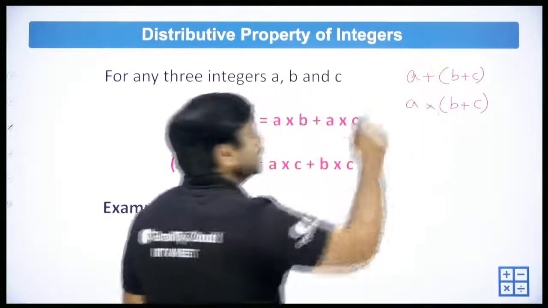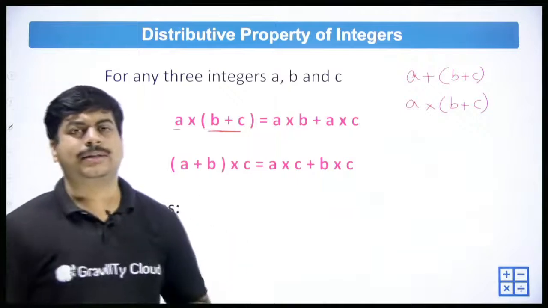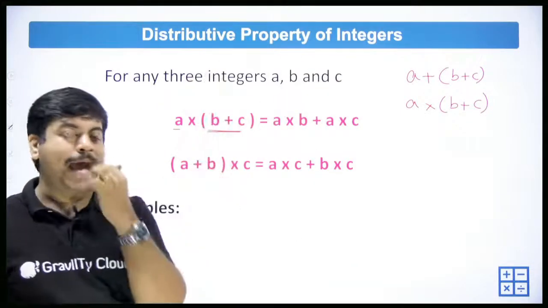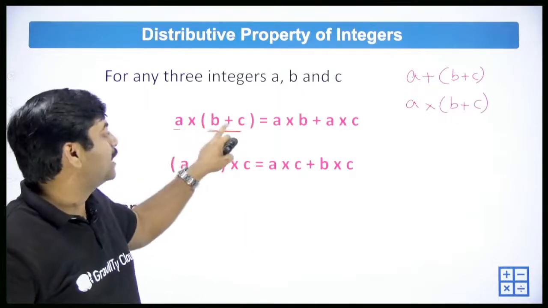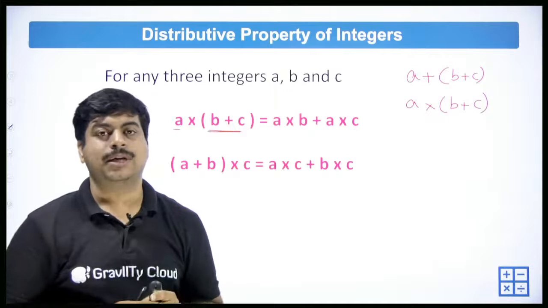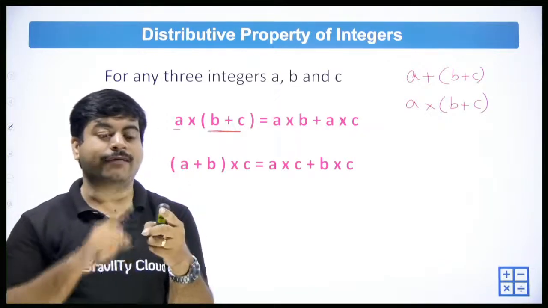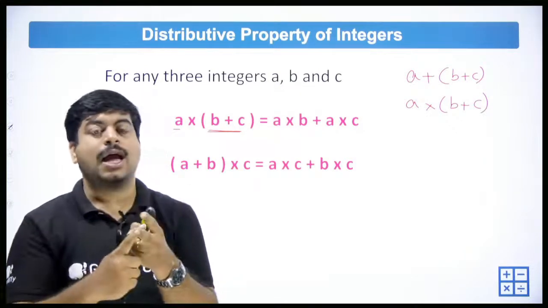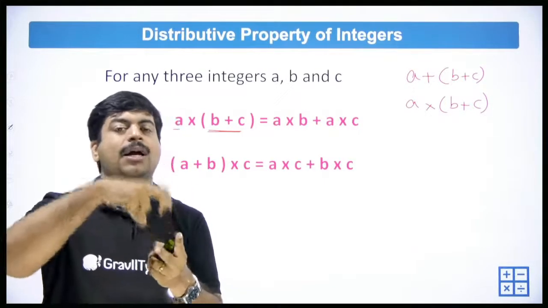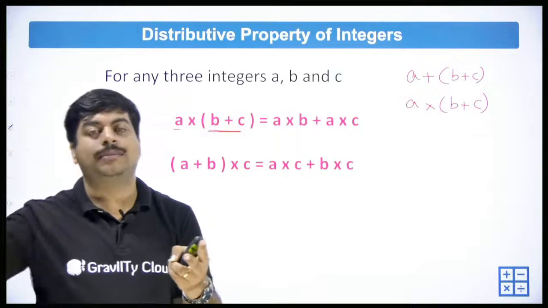In the first case, we are just adding all the three numbers. Associative property we discussed. But now you have multiplication as well as addition, two different operations in the same property, one with multiplication, one with addition. And we need to distribute whatever we are multiplying to all the remaining numbers.